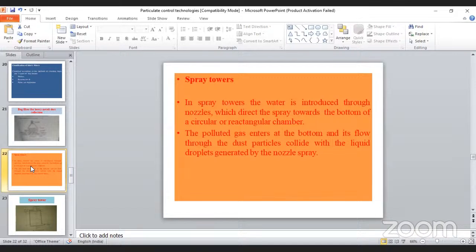Spray towers are very important, both subject knowledge wise and from an exam point of view. Sometimes they have asked questions, not continuously, but sometimes, such as what a venturi scrubber is. Spray towers and scrubbers, there is not much difference. I will explain what a spray tower is and what a scrubber is.